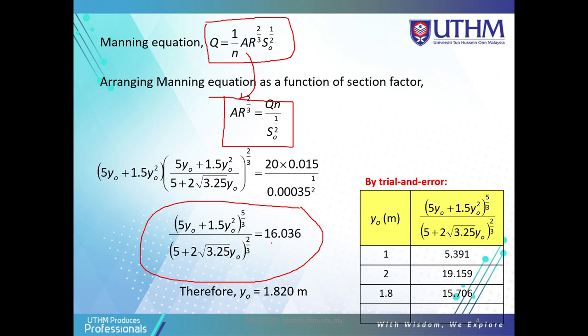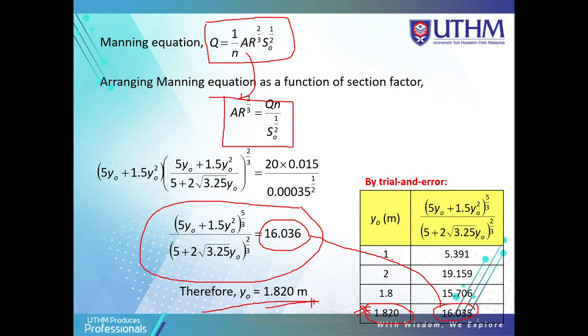But this one is 16. So you need more than 1.8, so you put 1.82, or you can assume 1.9. If you put 1.9, you calculate what value you get when y naught is 1.9. But when we assume 1.82, we get the value 16.035. So that's it, the value is near this value. Okay, so we stop at this stage. So we find that y naught is 1.82 meters.